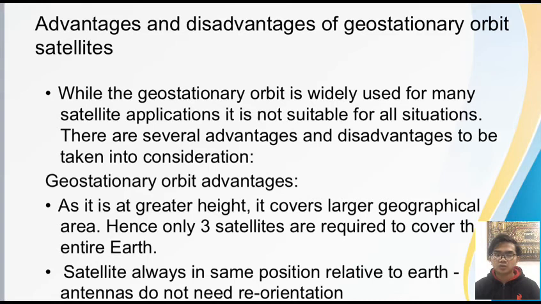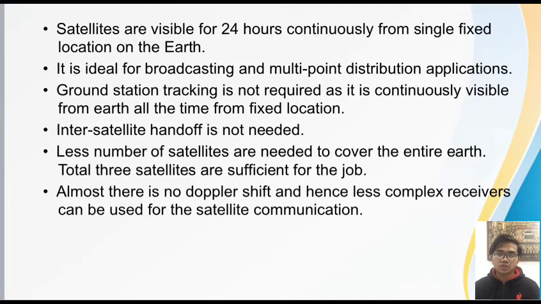Satellites are always in the same position relative to the Earth antenna, so no reorientation is needed. Satellites are visible 24 hours continuously from a single fixed location on the Earth. It is ideal for broadcasting and multi-point distribution applications. Ground station tracking is not required as it is continuously visible from Earth all the time from a fixed location. Inter-satellite handoff is not needed.